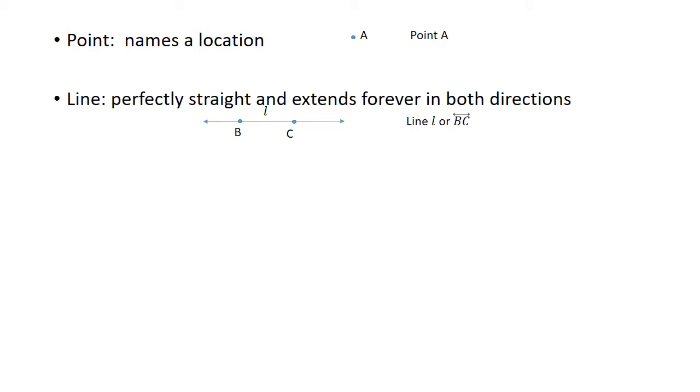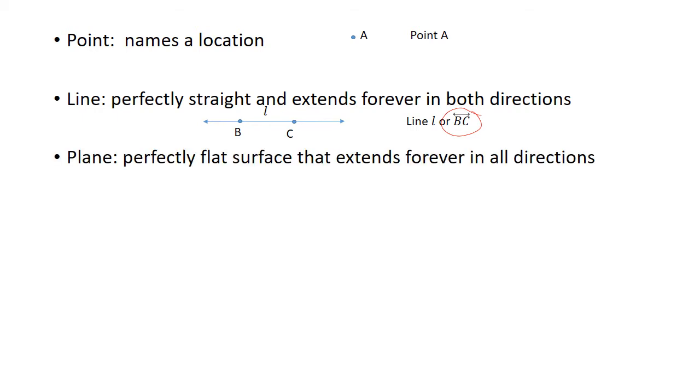A line can also be named by any 2 points on the line, such as if you have point B and point C, you could call this line BC. You'll notice that the symbolism here is that you have the line symbol above the letters. It does not have to be line BC. It could also be line CB. That would be another way of identifying this line.